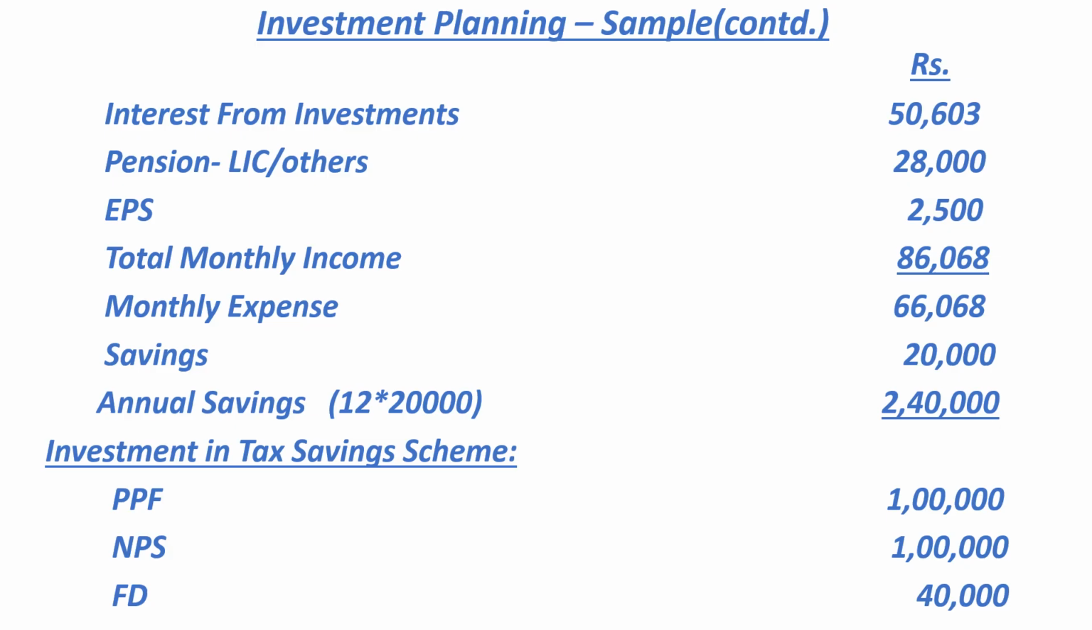So you are having a savings of 20,000. This savings for the annum is around 2.4 lakhs. You can invest this 2.4 lakhs in tax savings schemes like PPF, then NPS 1 lakh each, and in fixed deposit for 40,000 rupees.